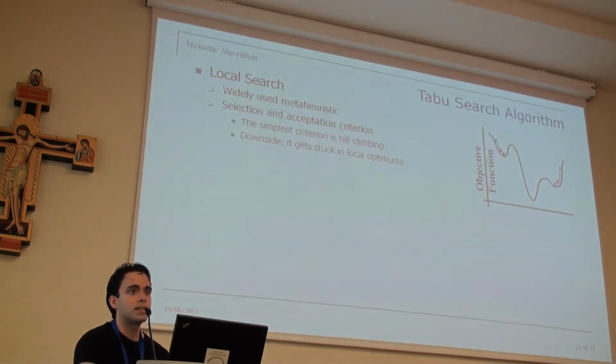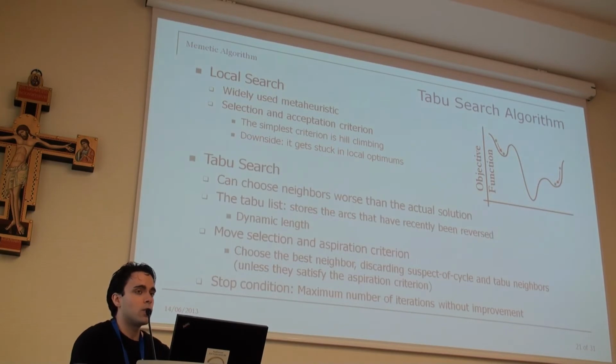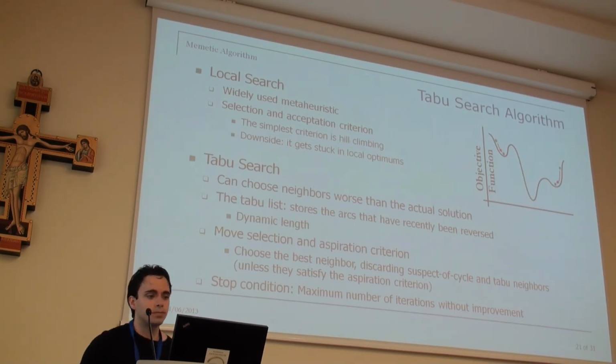Now for the tabu search algorithm. Briefly, hill climbing local search methods, you know, have the problem of local optima. Tabu search is an advanced local search technique that can choose neighbors worse than the actual solution, and so we can escape from local optima.